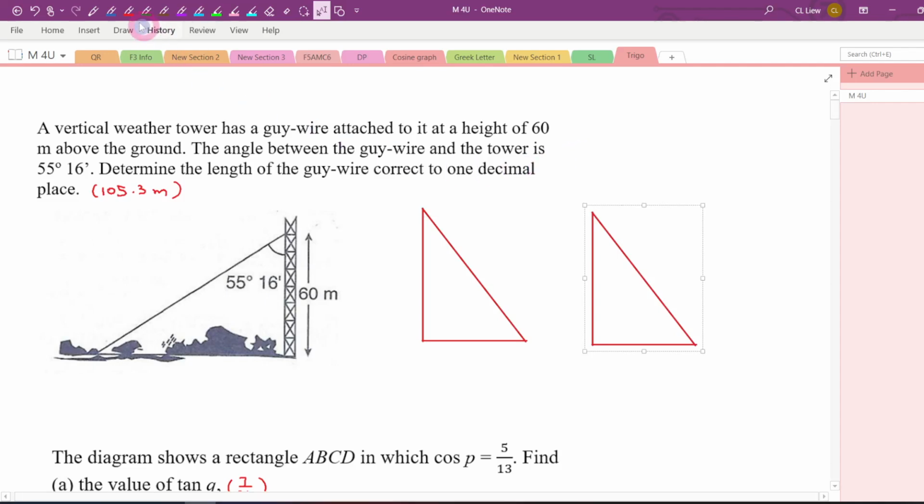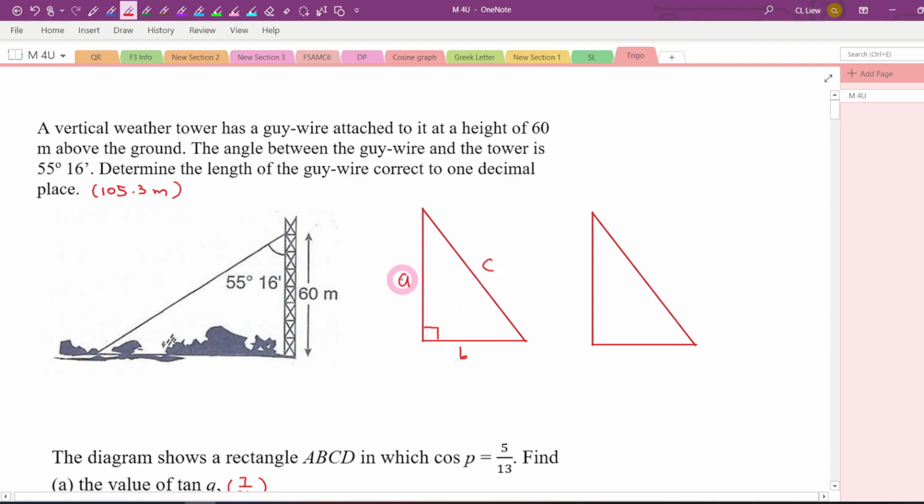Hi, in this video, let's do some revision for the chapter of trigonometry. Before you start doing the questions for this chapter, you need to know Pythagoras theorem, because we always need to use the Pythagoras theorem to help us solve trigonometric questions. For Pythagoras theorem, remember: two short, one long.